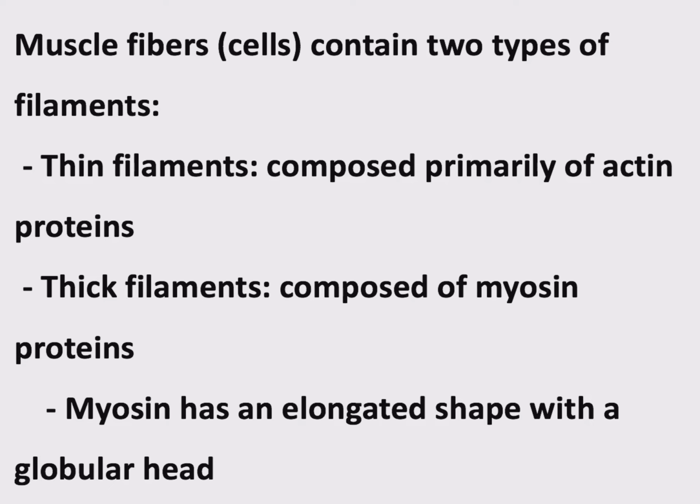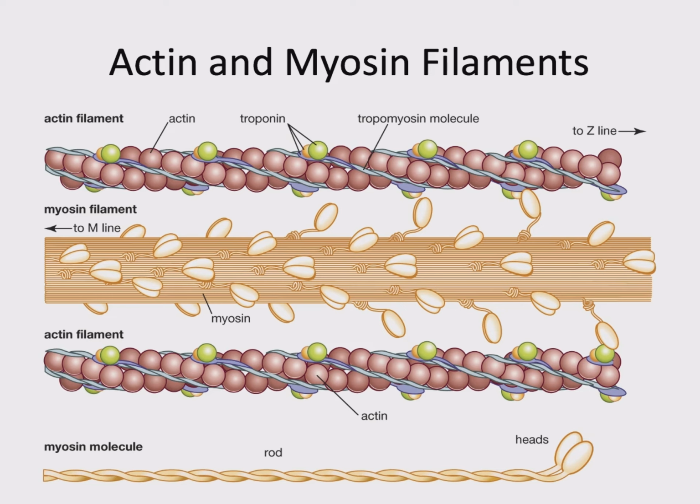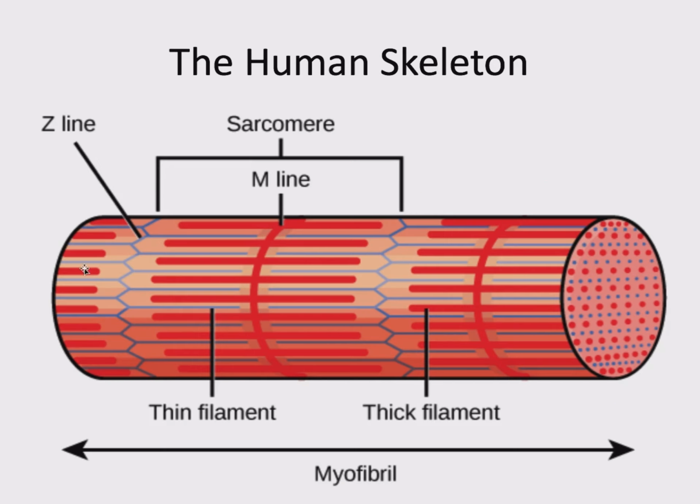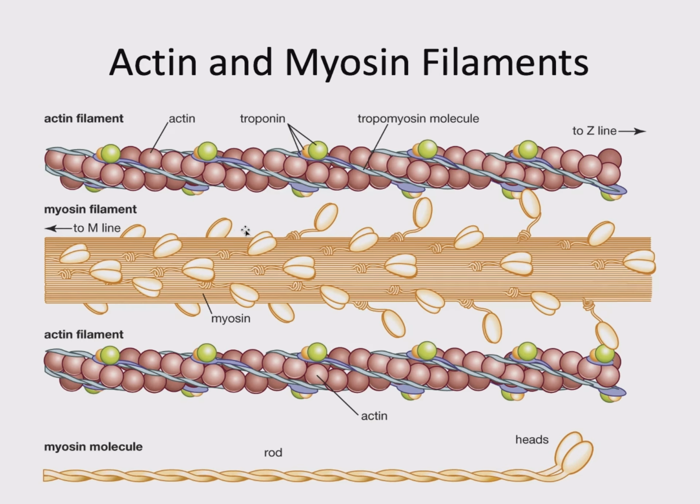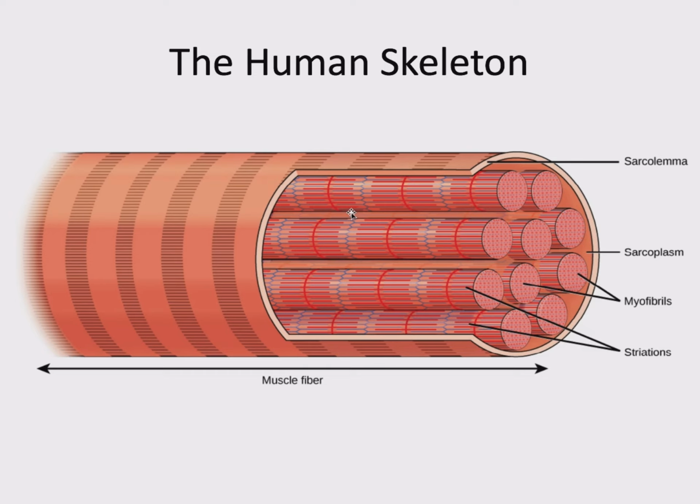So again, this was zoomed in as far as we could go. If we zoom out a little bit, we can see these lines. The blue line is meant to show a bunch of those thin filaments. The red line is a bunch of those thick filaments. Here is an individual myofibril, and then we can put a bunch of myofibrils together to make an individual muscle fiber, an individual muscle cell. And of course, put a bunch of muscle cells together to make muscle tissue. So we really have a lot of these proteins going on in muscle tissue.